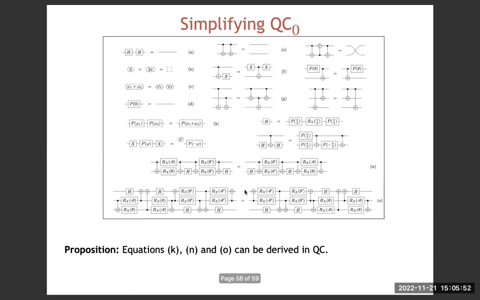I think you can also translate equation O into something that is cleaner if you write it in ZX, because you'll get a lot of 6 cycles of green, red, green, red, green, red.